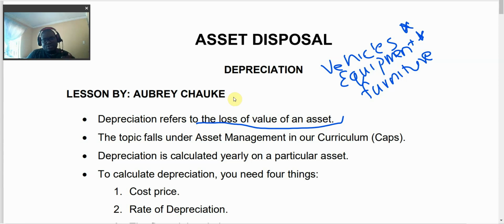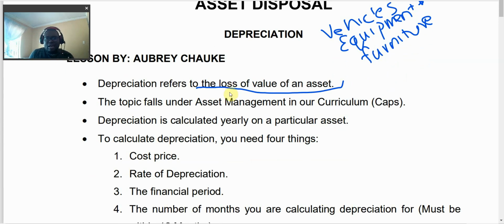So for now, what I want you to understand is just to know what it is that we're talking about when we talk about depreciation. What are the two kinds of depreciation that are available, and how do we deal with each and every kind of depreciation that is available? One thing that you also need to be aware of is that depreciation is calculated on a yearly basis. You calculate depreciation each and every year, as long as you have your vehicles, you have your equipment, you have your furniture.